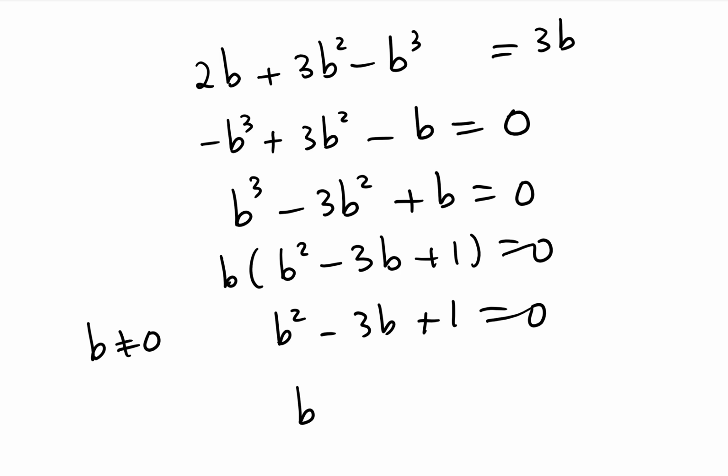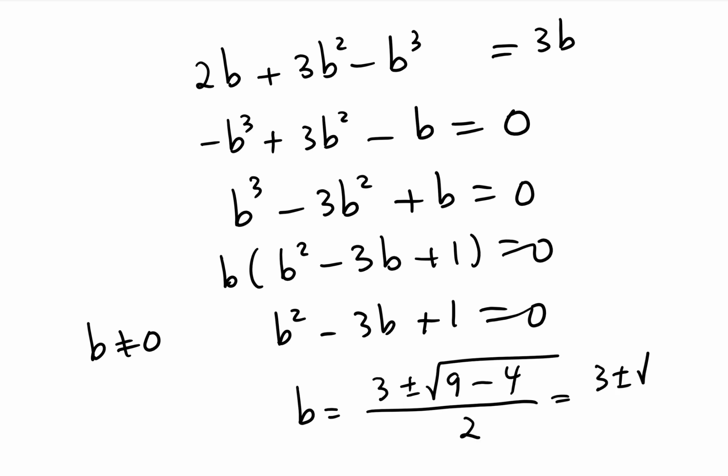So then you can solve for b using the quadratic formula: negative b plus or minus the square root of b squared minus 4ac, over 2a, which gives 3 plus or minus square root of 5 over 2. Now make sure these values make sense. If you take 3 plus square root of 5 over 2, that's more than 0. How about 3 minus square root of 5 over 2? That's still more than 0. So we get 2 values for b.